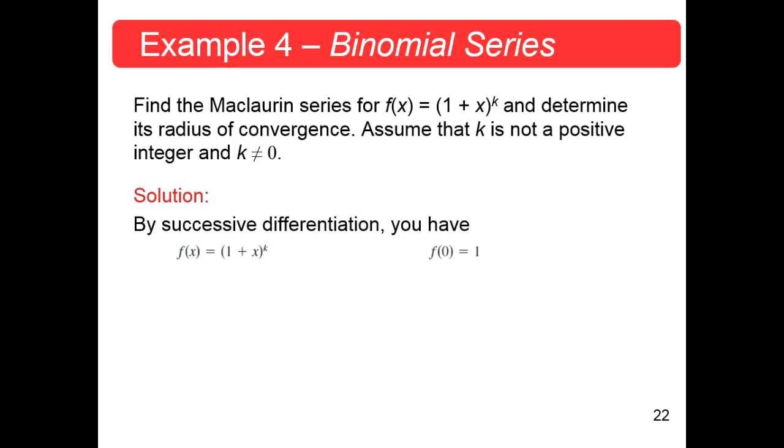So by successive differentiation, f of x is just given as that, so f of 0 is 1. f prime of x would be this, so f prime at 0 would be k, because this would be 1, raised to that power would be 1, that's k, okay? f double prime would be k times k minus 1 times this, to the k minus 2, and f at 0.